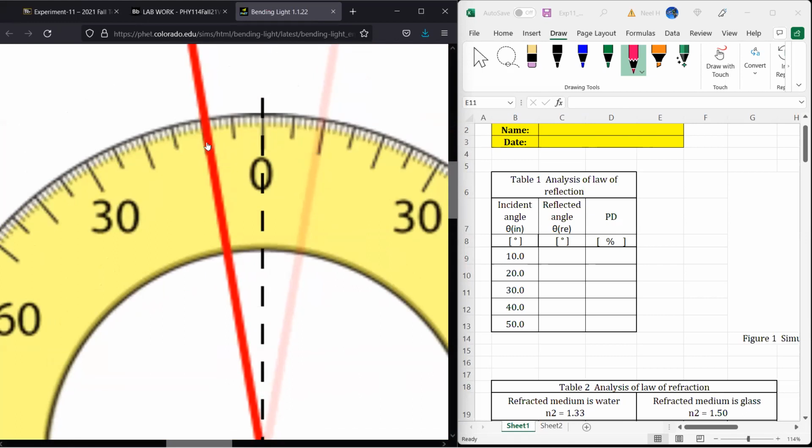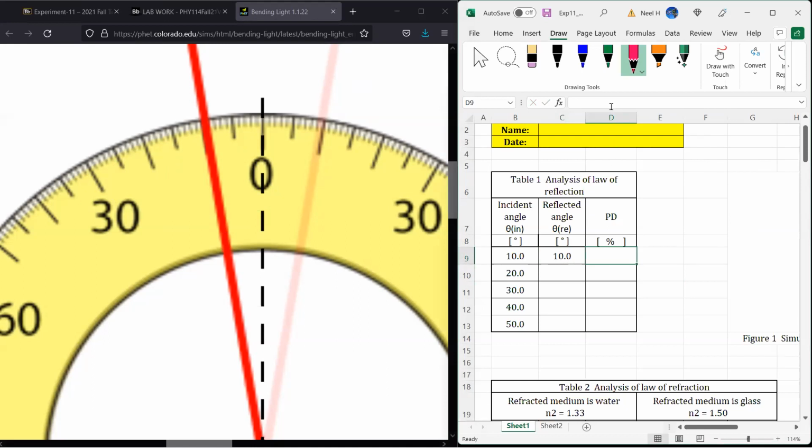Now, if you look at the outer edge, this is 0, this is 5, 10, 15, 20, 25, 30, and so on. This is exactly a 10 degree incident angle from the dotted line to the outer edge of the red line. You go to the other side, dotted line to the outer edge of the red line, exactly 10. Incident angle and reflected angle must both be the same because that is the idea of the law of reflection.